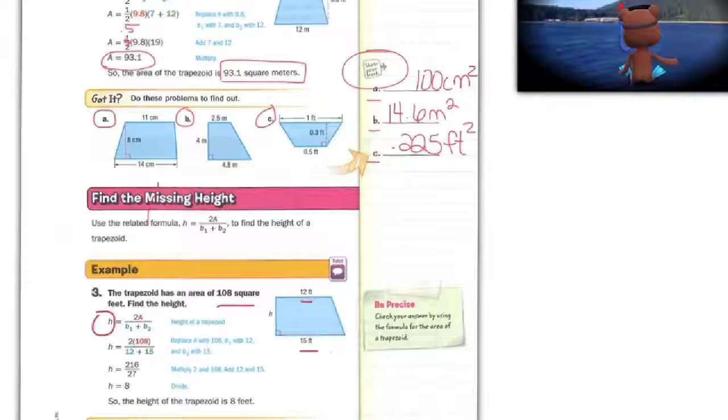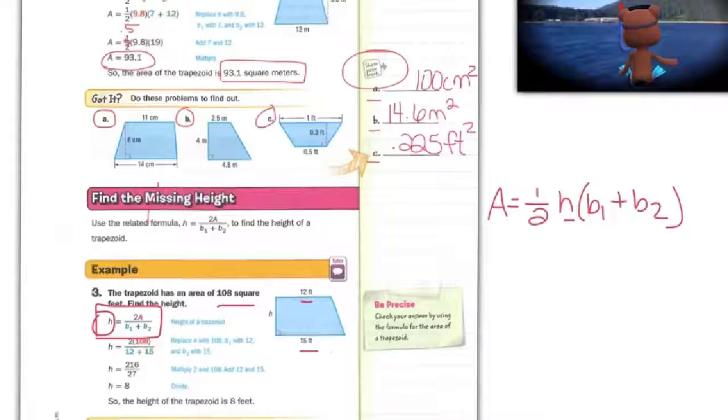Because we started out with area equals 1/2 times the height times b1 plus b2. How did we get this height thing over here? That looks really complicated. So let me just show you what we did. In order to figure out what the height is, we need to get height by itself, okay? That's a variable. This is an algebra skill that you will learn in Unit 4, but I'm going to just show you how we discovered this formula.